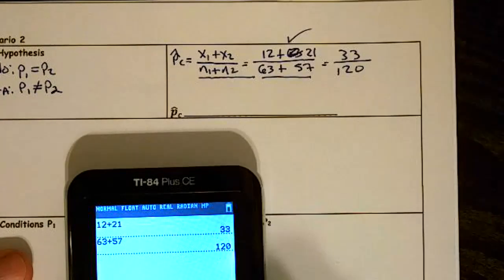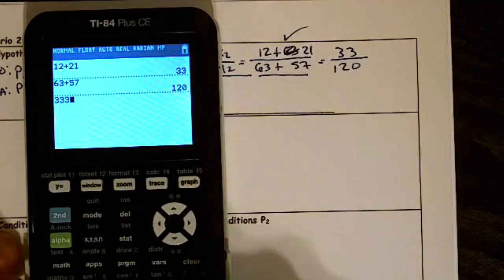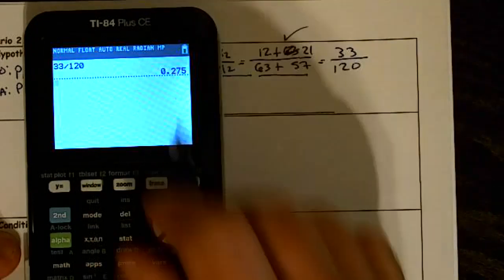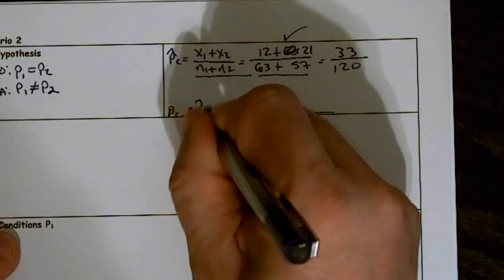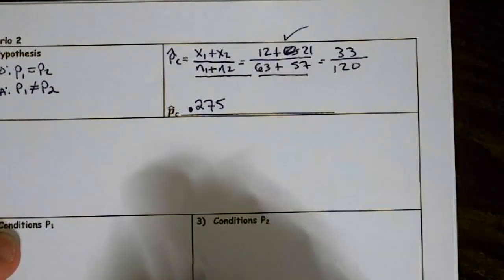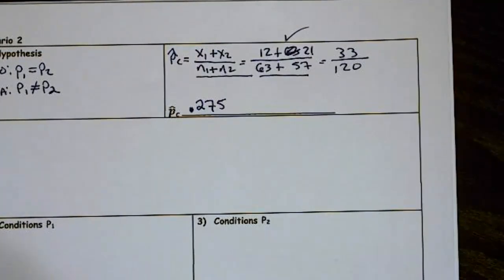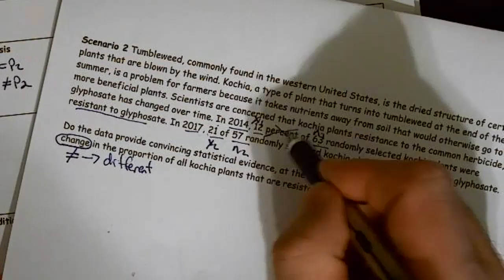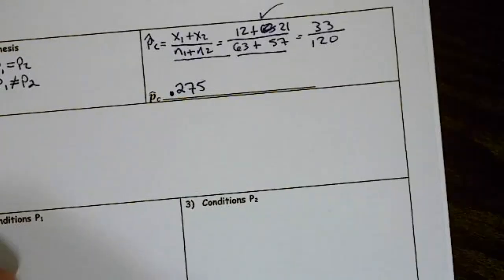And then I need to see, well, what is 33 divided by 120? So 33 divided by 120, P hat C is 0.275. All right. Now, there was some confusion yesterday, so I accepted a wide variety of things here. But in this case, there should not have been the word percent. That was the problem. It was supposed to be 12 out of 63.